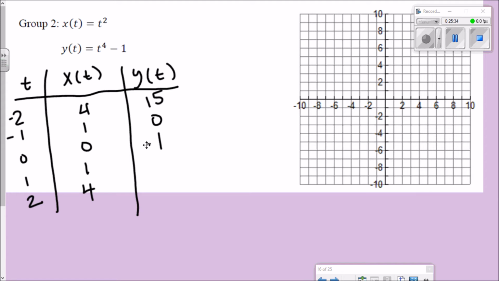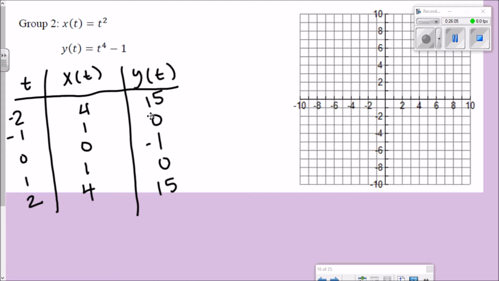1 to the fourth minus 1 is 0 again. And then 2 again will give us 15. Notice, yeah, this does give us one negative. Is it restricted? Absolutely, but ranges are restricted a lot. It's usually domains where you can plug in any number that you want. But again, this one won't have a negative infinity to positive infinity domain. It will be restricted. So let's go ahead and plot them.